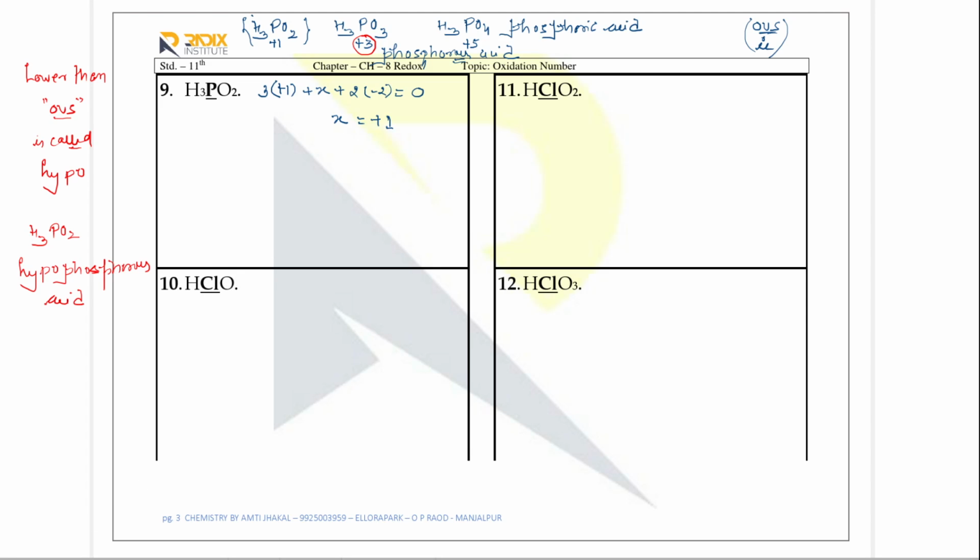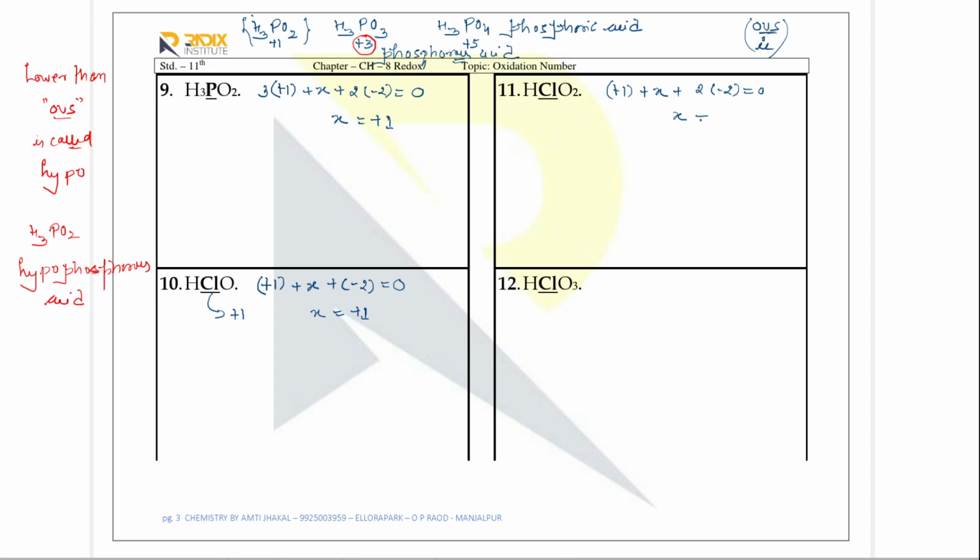Now we'll continue with the same concept. एक और क्लासिकल एग्जांपल लेते हैं. Hydrogen with any non-metal is always +1, and chlorine oxidation number X, oxygen oxidation number -2 is equal to 0. So X is equal to +1. The chlorine is in +1 oxidation state.